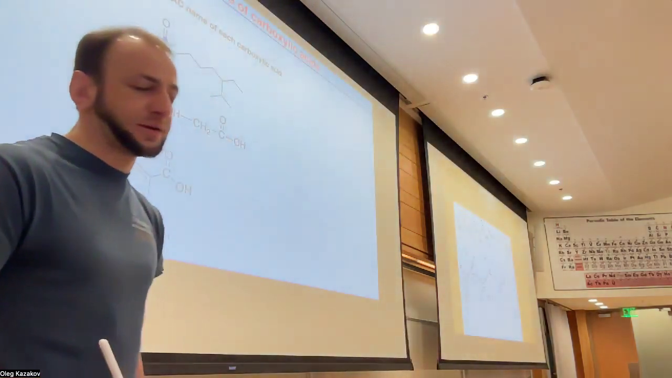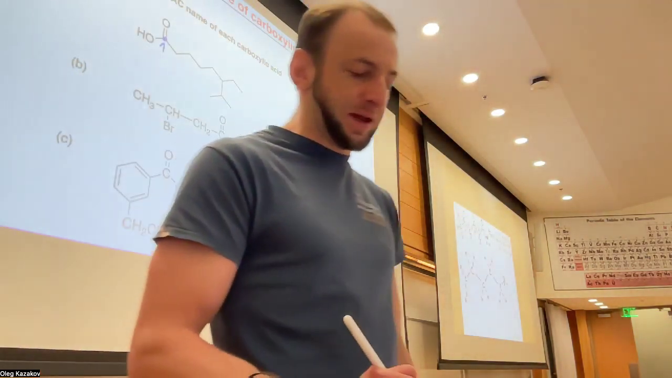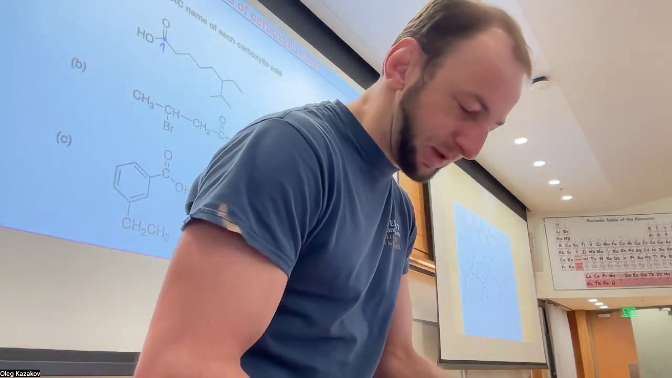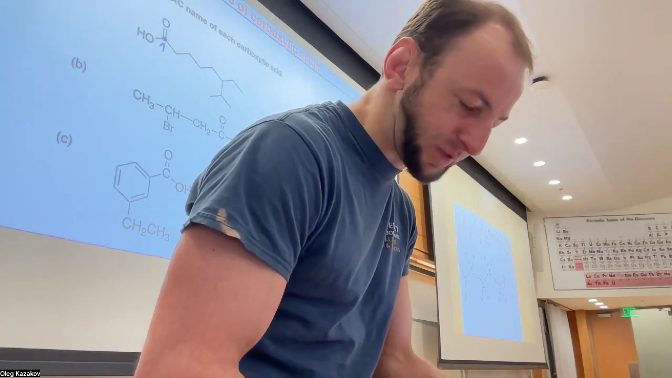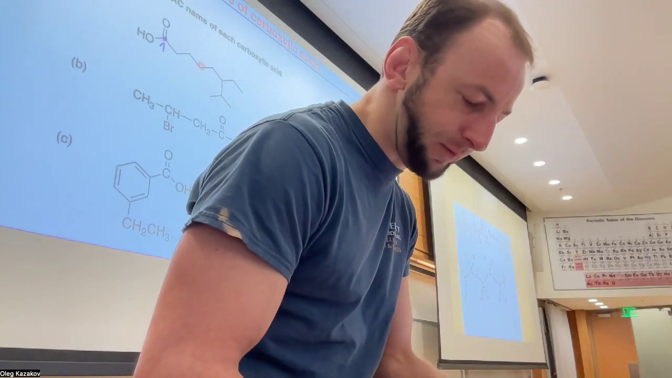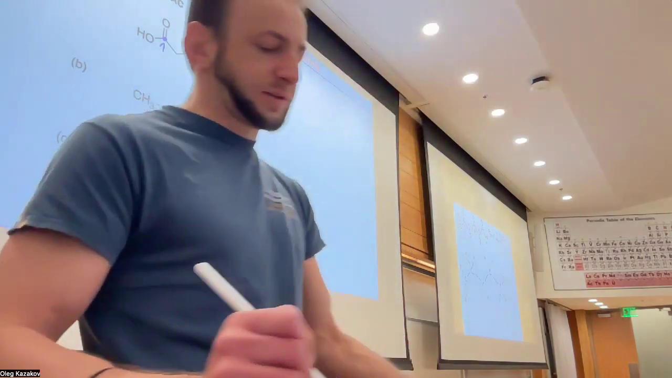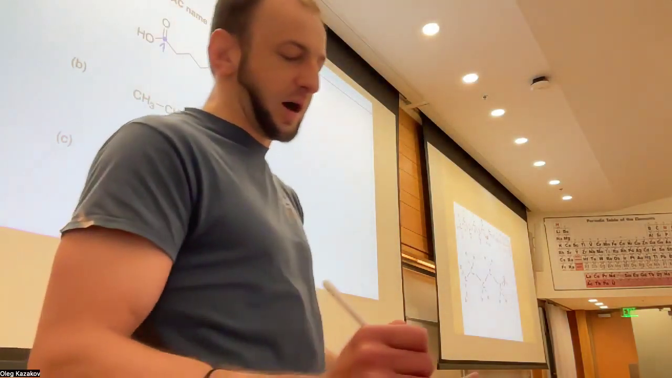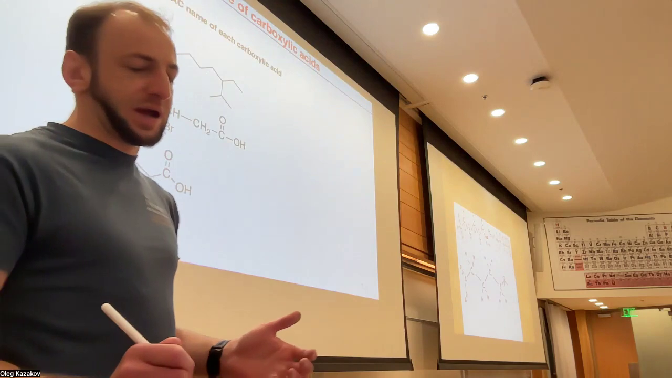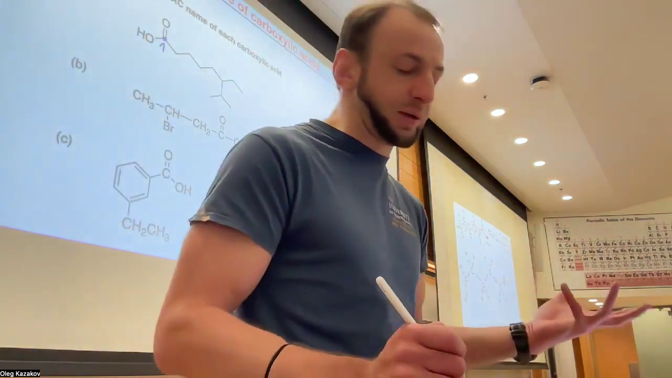Okay, so I found the chain, right? Which contains 8 carbons. So it's going to be this one, as well as this one. 1, 2, 3, 4, 5, 6, 7, 8. So we also have 8 carbons. But now the problem is that we need to think about which one wins, right?